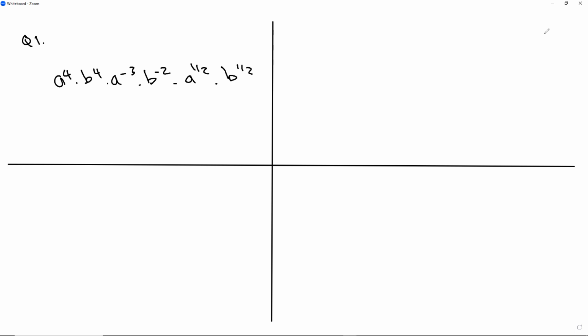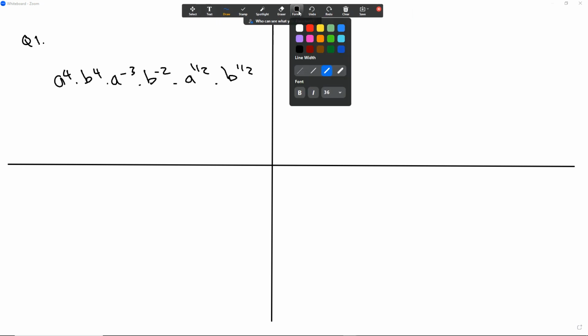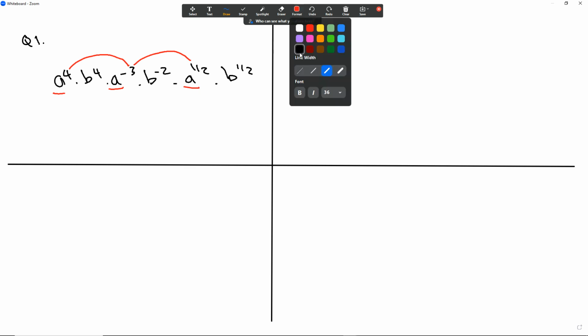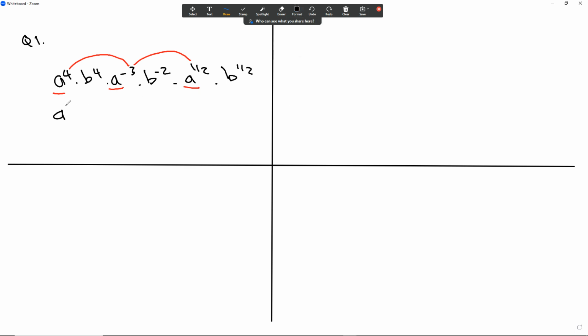So the first thing we have to remember here is, firstly, when we multiply, we add the powers, but we can only multiply the bases if they're the same. So we would take 4, negative 3, and a half, and we'd add it up. And so we'd have a to the power of 4 minus 3 plus a half, times b to the power of 4 minus 2 plus a half.